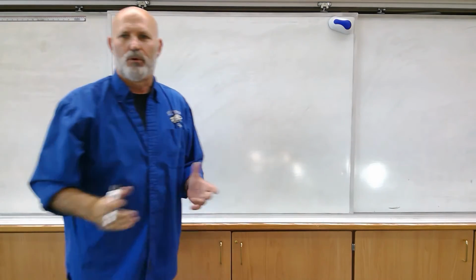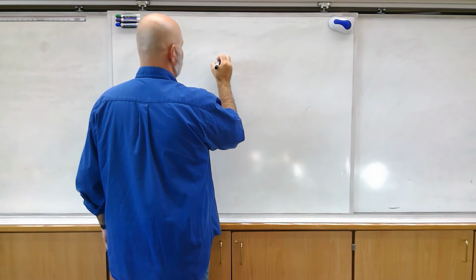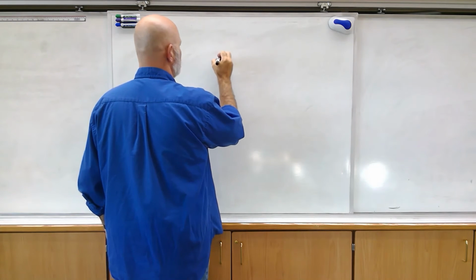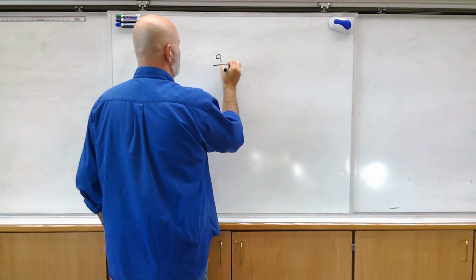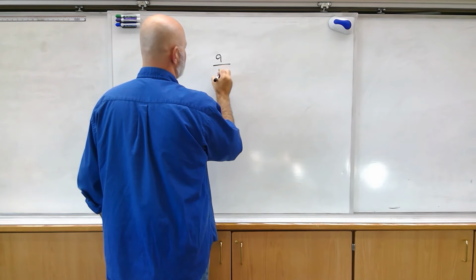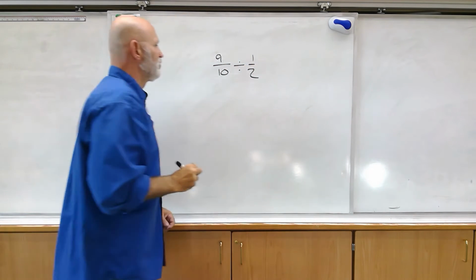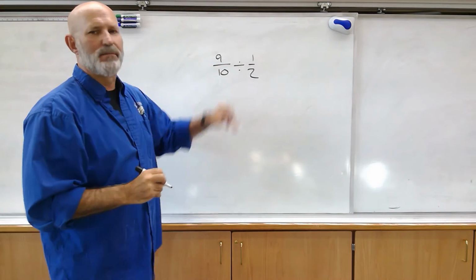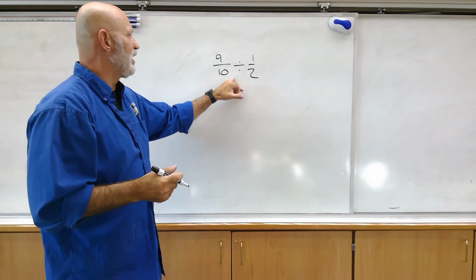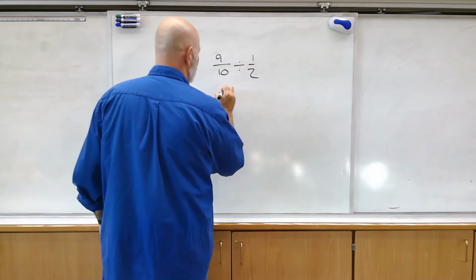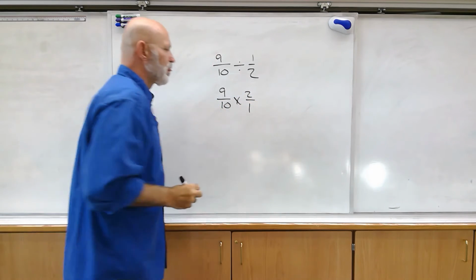All right, let's go ahead and do a simple one now. Let's say we've got 9/10 divided by 1/2. Pretty much the same as the other one. We're just going to divide it by 1/2. So 9/10 multiplied by 2/1.